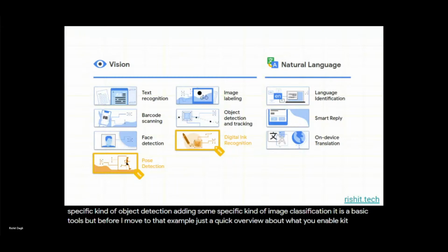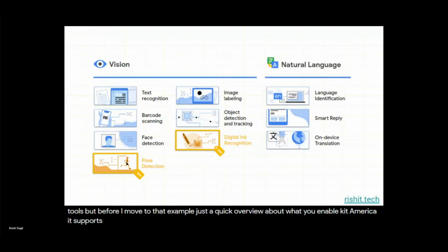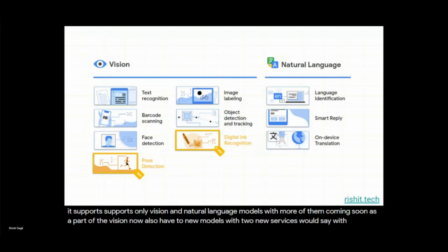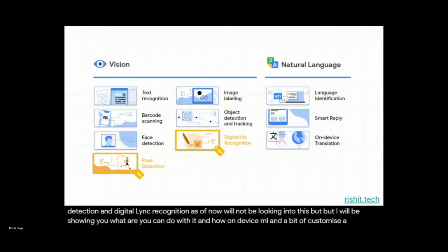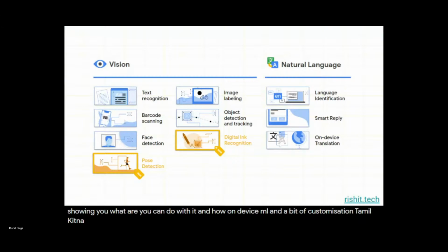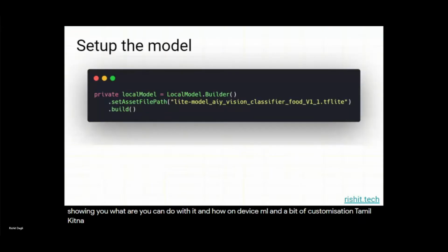But before I move to that example, just a quick overview of what's new in MLKit. As of now, MLKit supports only vision and natural language models, with more of them coming soon. As a part of the vision, we now also have two new services with MLKit, pose detection and digital ink recognition. As of now, we'll not be looking greatly into these, but I'll be showing you what all you can do with on-device ML and a bit of customization with MLKit now. So let's see this by an example.